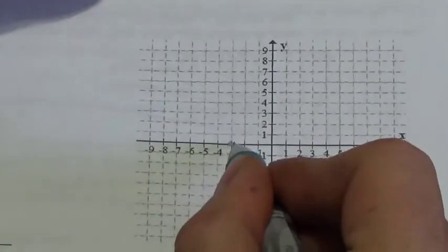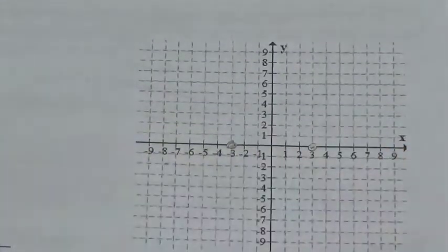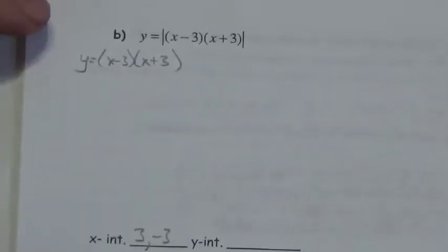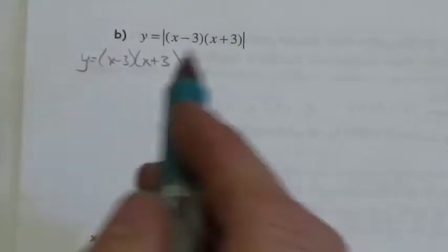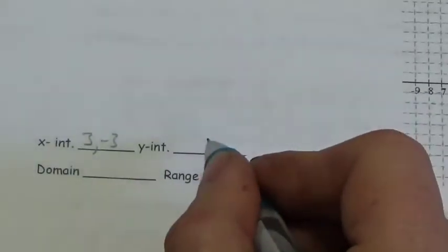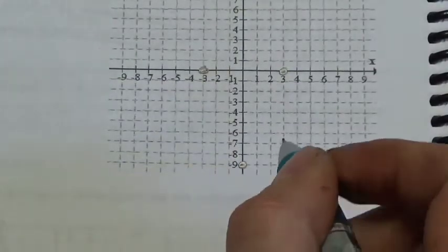And so with that in mind, I'm going to come over here and I'll plot those, -3, +3. Those are the x-intercepts on the graph. The y-intercept, I'll just make x equal to 0. So it's going to be -3 multiplied by 3. That's going to be -9. So on the graph here, the y-intercept will be -9, way down here.